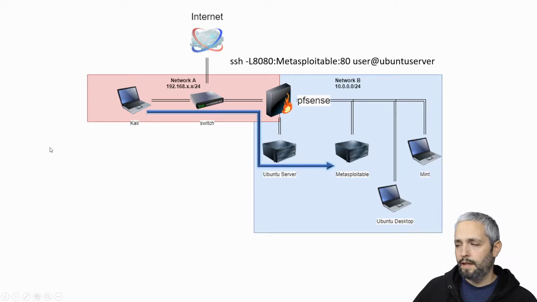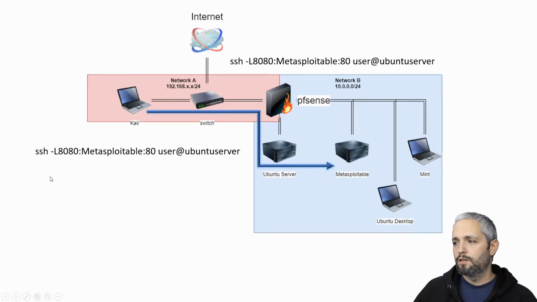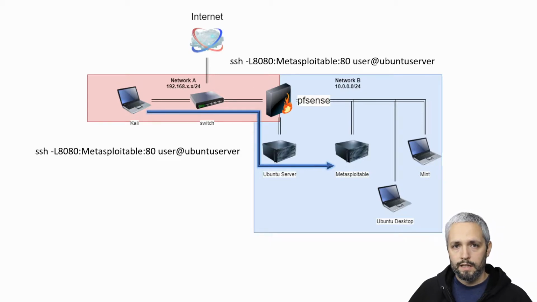So we'll lay out these commands. The command that we're going to run is going to be ssh -L port 8080. This port 8080 is an arbitrary port that we specified. This is going to be the port that is listening on the Kali machine, and it can be any port that you want as long as you have permissions to establish that port. Then it is going to connect over to the Ubuntu server. We log in with our account, and then it's going to forward that connection over to Metasploitable on port 80.